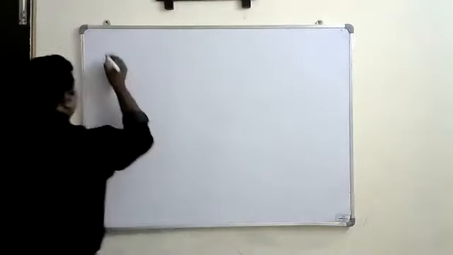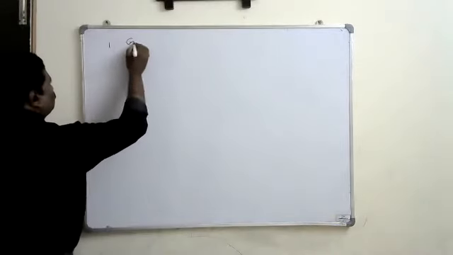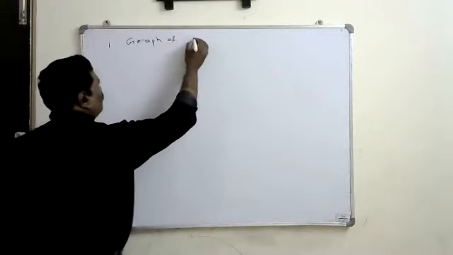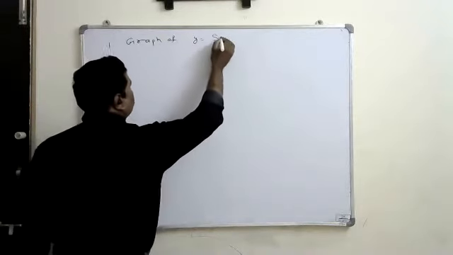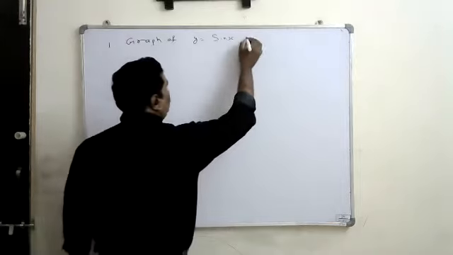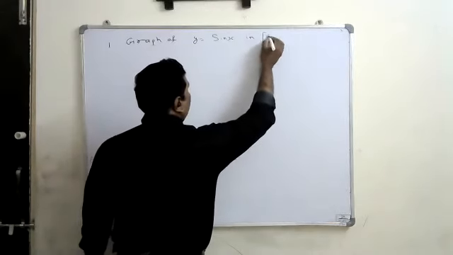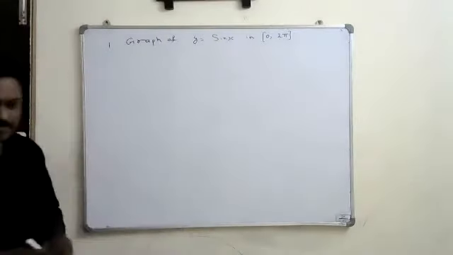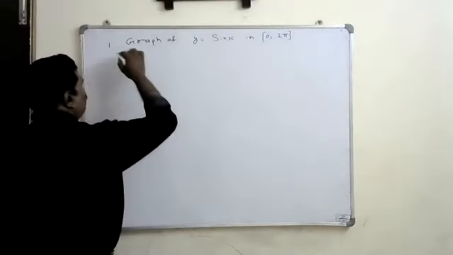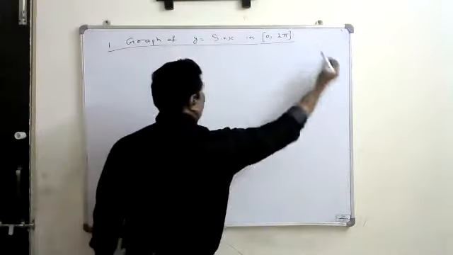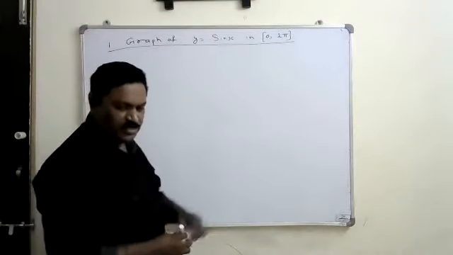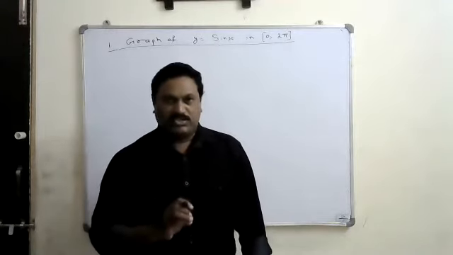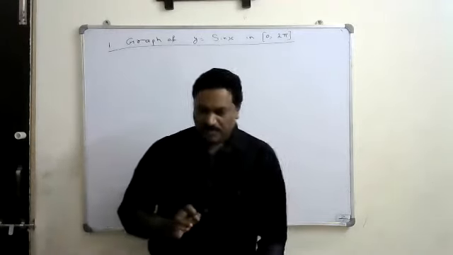Let the first one be the graph of y is equal to sin x between 0 to 2 pi. I will draw the graph of sin x between 0 to 2 pi. Once observe this graph, because compulsorily for every trigonometric function, you should know the structure, the shape of the graph.